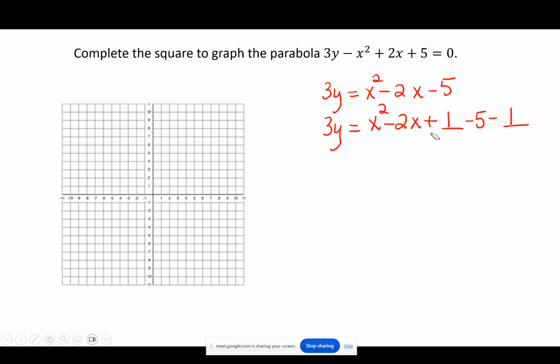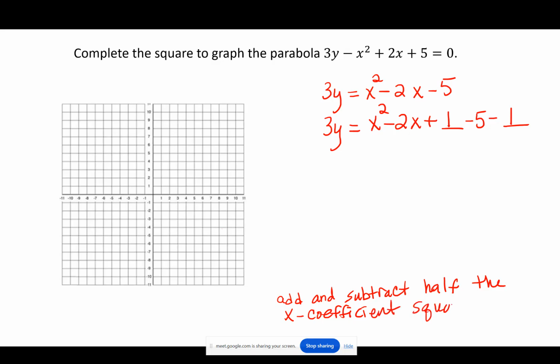So just a reminder, the number you put in the blank, let me write that somewhere. I'll write it way down here. You add and subtract half the x coefficient squared. So you take half and then square it. You add and subtract that when you're completing the square.